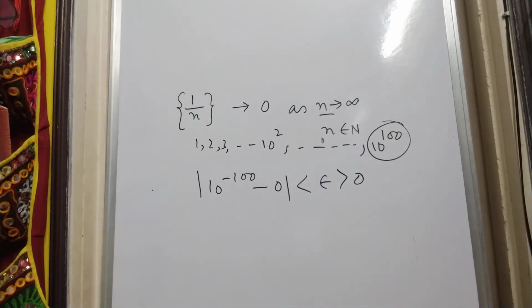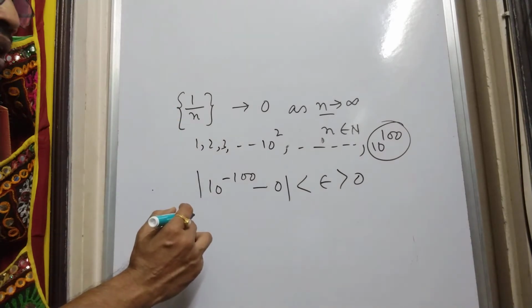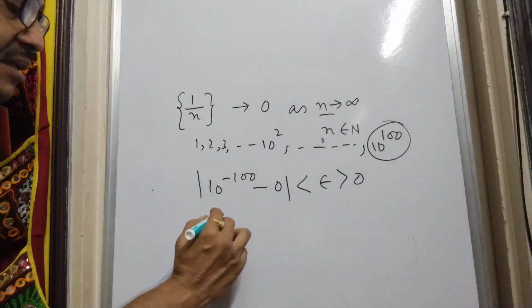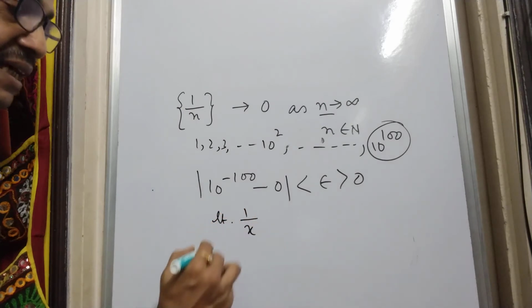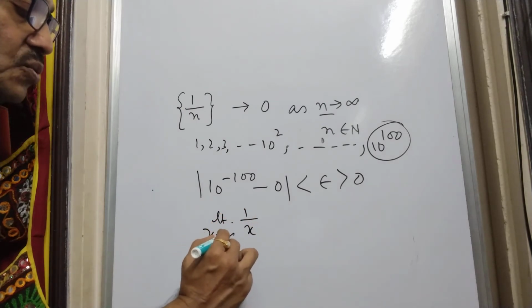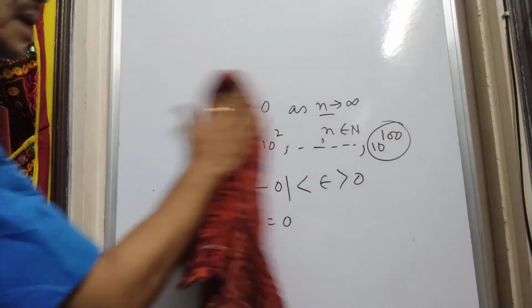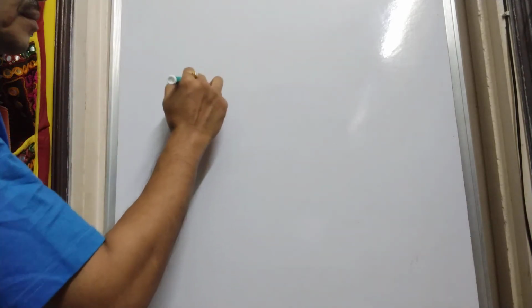Okay, so we can easily follow that this ensures that the limit of 1 by x as x tends to infinity is 0. And with this concept, we move on to establish the so-called density theorem. What is the density theorem?